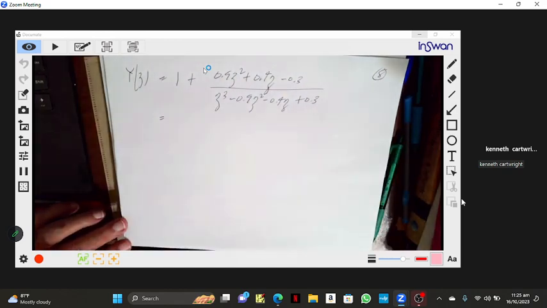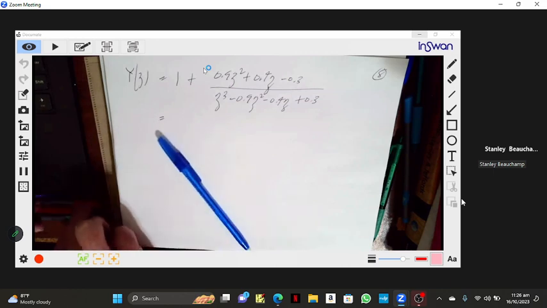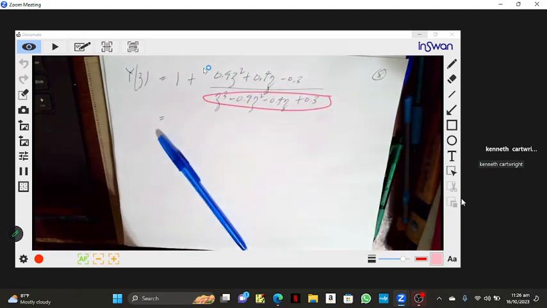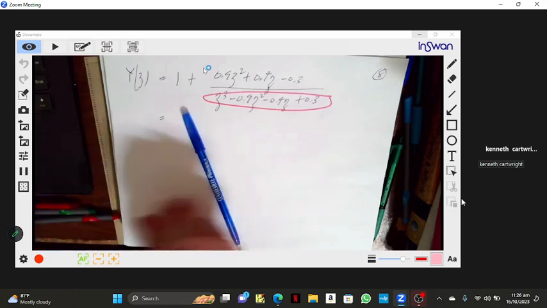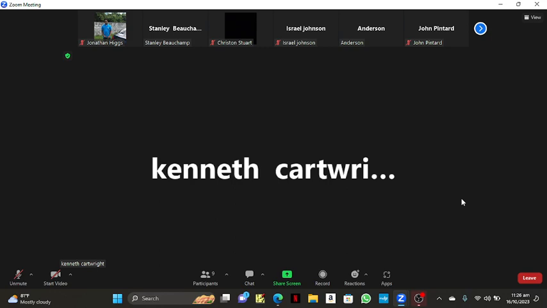What's the first step? Find the roots. Yes. How are we going to do that? How are we going to find the roots of this? Stop share for a second. I'm going to open up Octave.